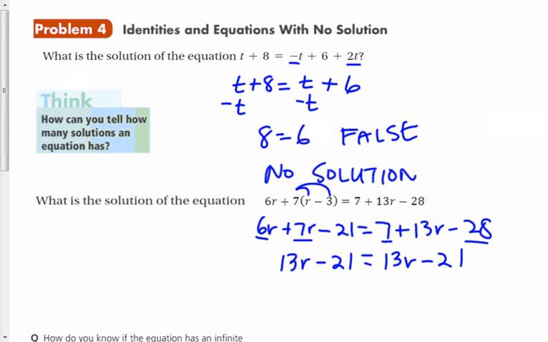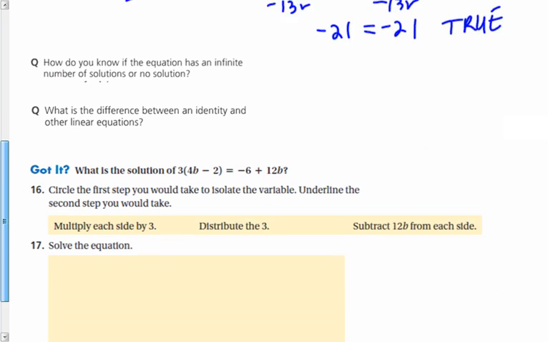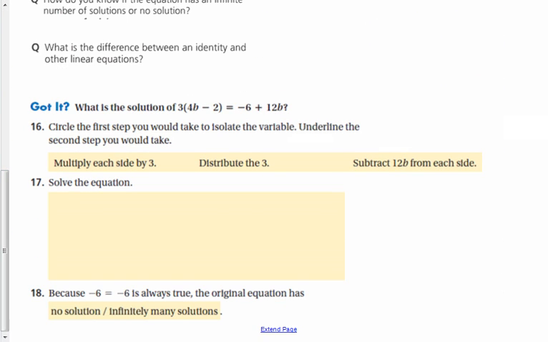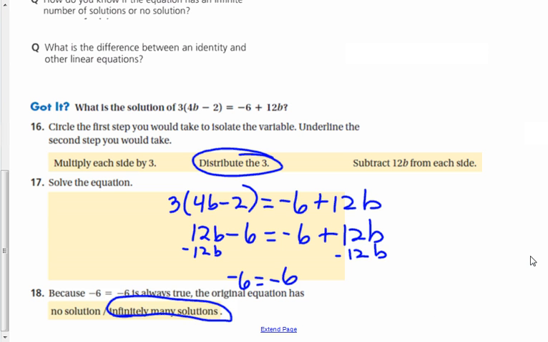Now look what happens if I keep solving this. I subtract 13r from both sides. I get negative 21 equals negative 21, which is true. When you have that, that means any number will work. We call that an identity equation. So basically what you have is that side is equal to that side, so it doesn't matter what the variable is, any number will work. All right, I'm going to let you try that. Okay, so another example of an identity equation.